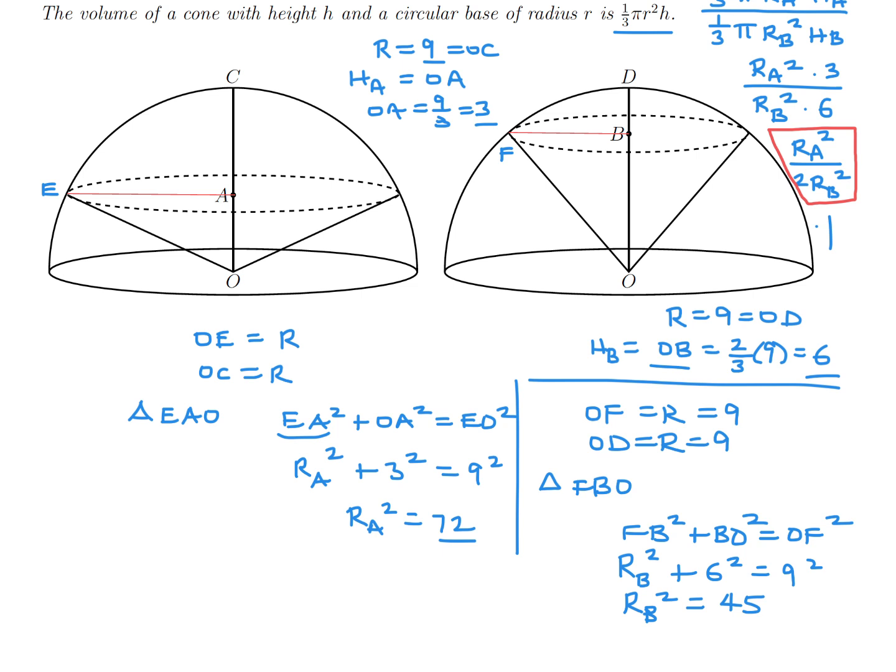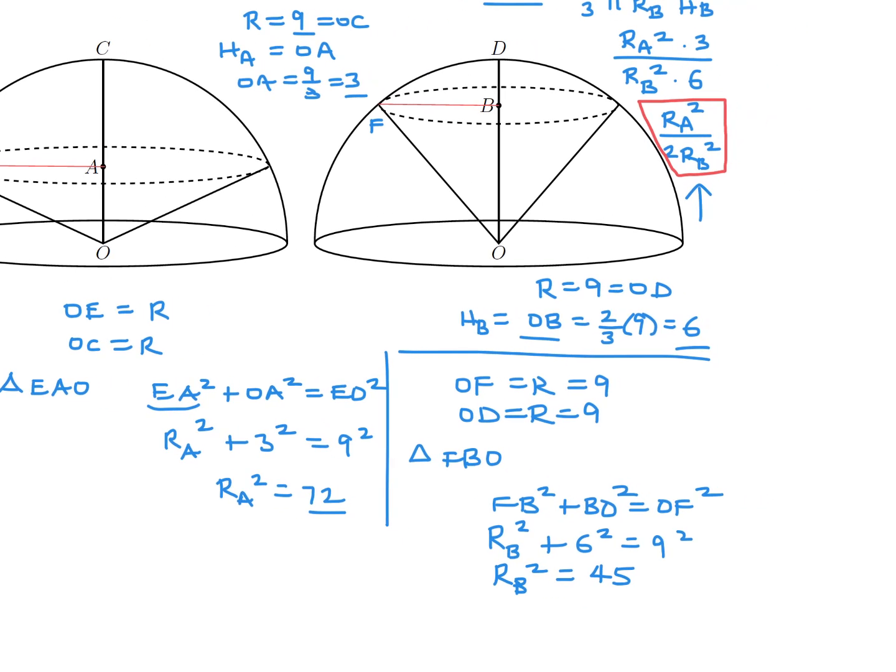Okay, so now we can go back to here. So that's just going to be RA squared, which is 72, over 2 times RB squared, which is 45. So that's 72 over 90. And in lowest terms, I believe that's 4 over 5.